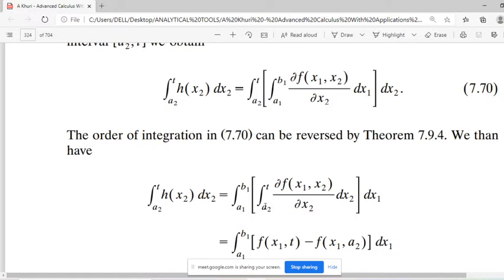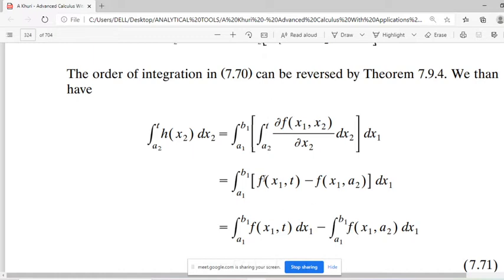After interchanging the order of integration, we get this result: the integral from a1 to b1, and again the integral from a2 to t. Here a2 to b2 was first, here it was second. So the integral from a1 to b1, integral from a2 to t of ∂f(x1, x2)/∂x2 dx2 dx1. We have interchanged the order of integration by applying Fubini's theorem, due to the continuity of ∂f/∂x2.